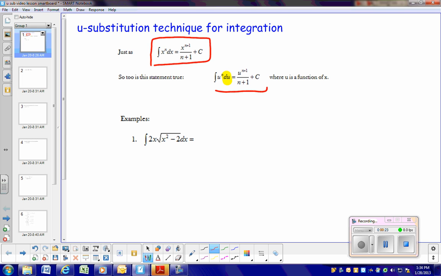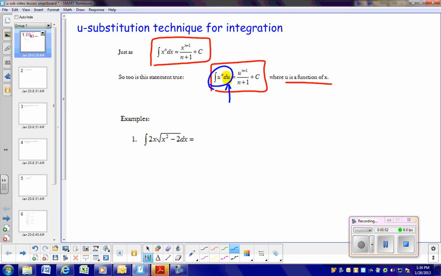This statement is also true. The only difference between these two statements is u versus x, and understand that we mean here that u is a function of x. It's really important to notice that in order for this statement to be true, we need to have the derivative of u next to the thing that has the exponent. And so you will see in the problems that we have today that that's mainly what we're looking for. We try to get things to have this format.